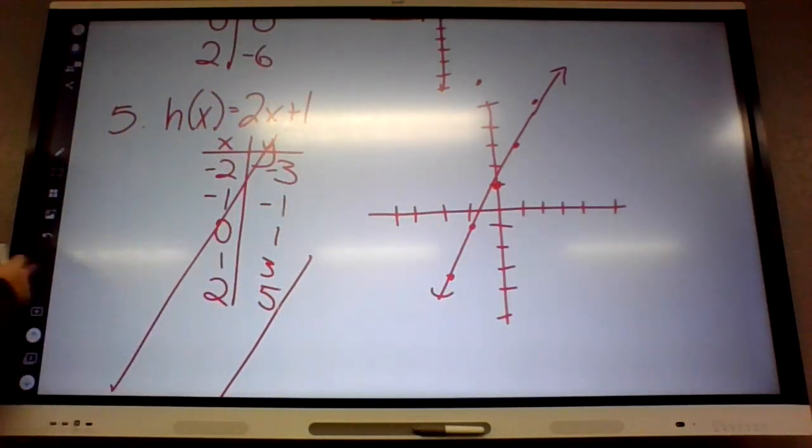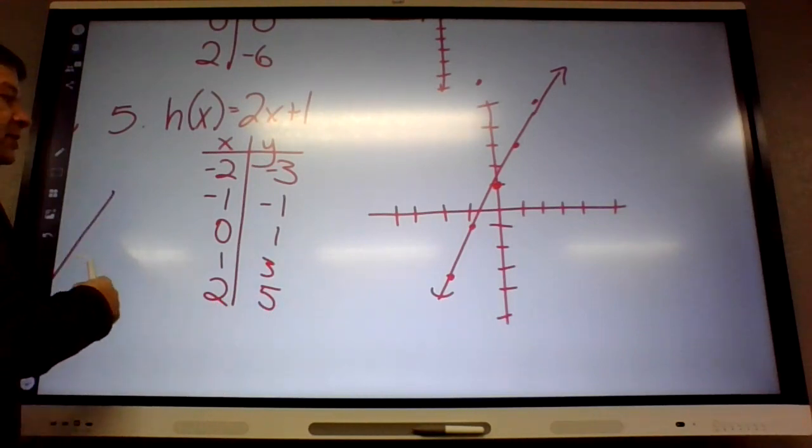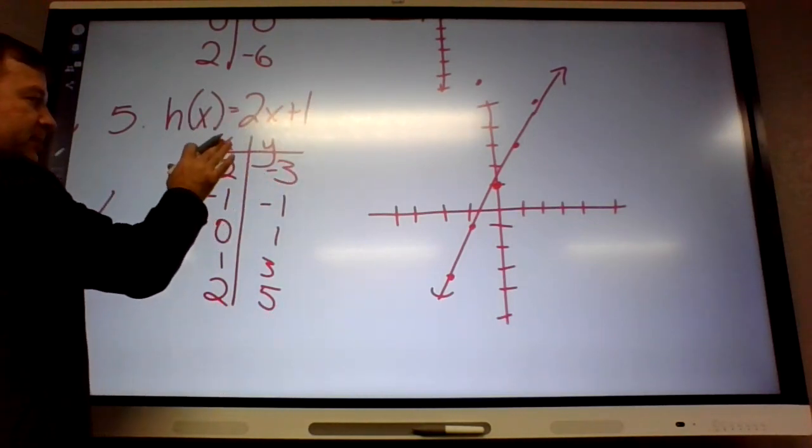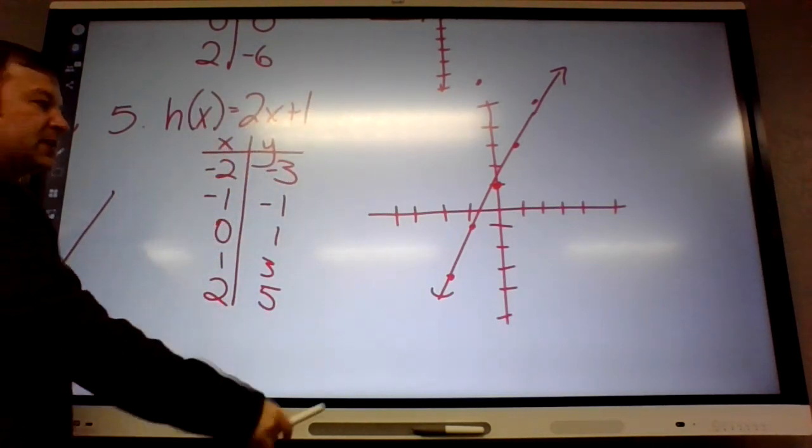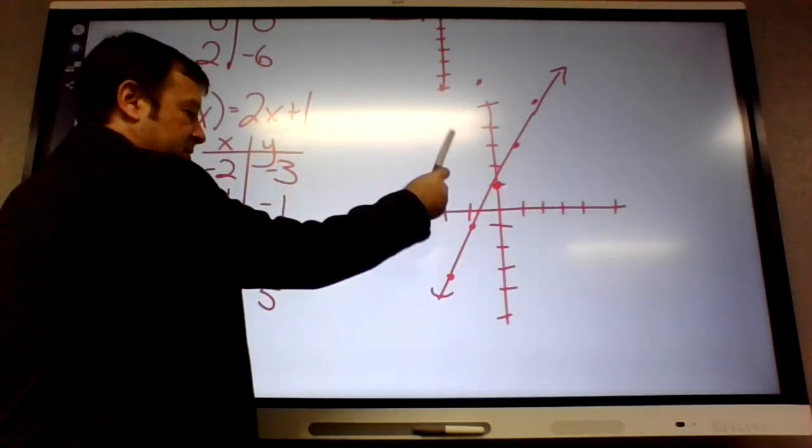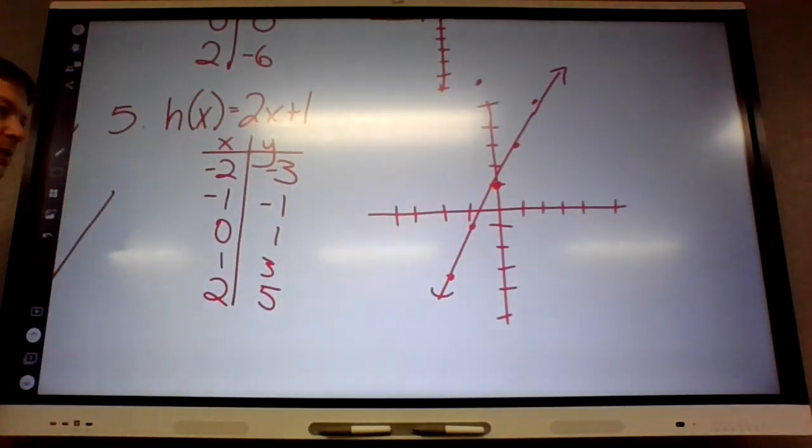The reason I drew a line on that one is because the domain was unlimited. They did not assign us a domain, so that means we could use anything. So there's actually infinite points, so it's a solid line on that one. And 6 is the same thing.